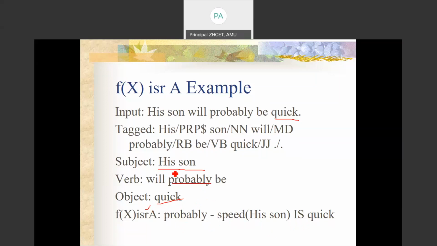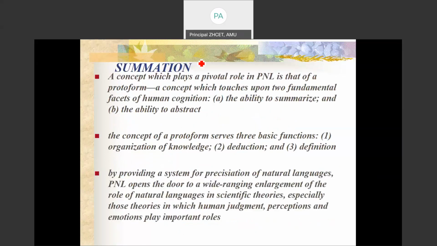So a lot of things are happening over here. You see, will be is taken as an is form in the first place. Probably is taken as a small r. Quick is telling me that I'm talking about the speed of his son. So this is Fx is Ra form, where r is probably, F is speed, X is his son, and A is quick. This is not the end of it. I have said in my previous lecture that this is not a definitive theory as such. This is more of a beginning rather than the end to perception-based natural language.